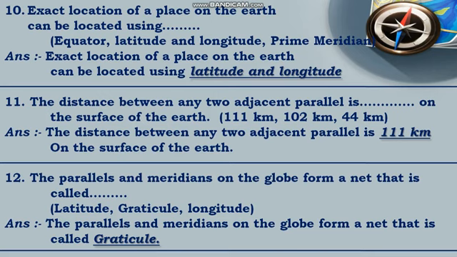12th, the parallels and meridians on the globe form a net that is called dash. Options are latitude, graticule, longitude. Answer is, the parallels and the meridians on the globe form a net that is called graticule.